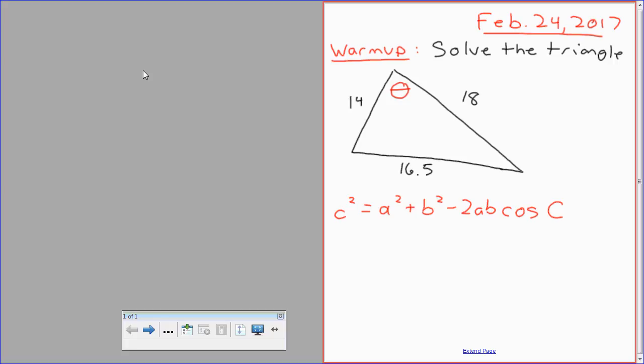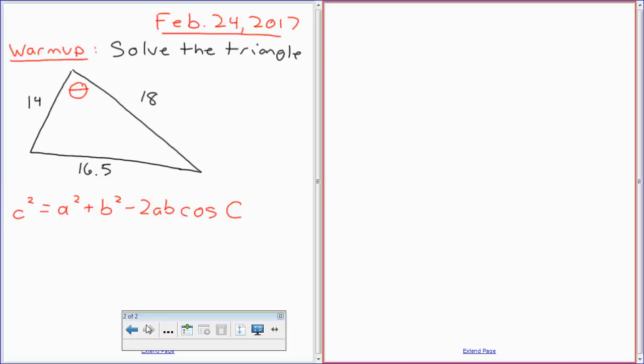If that's theta, what's little c going to be? This is really important here. Yeah, go ahead. 16.5. How'd you get 16.5? It's across from theta. Right on, okay? Little c is going to be your side, big C is going to be your angle, right? If you chose 18 because it's the biggest, you'd be solving for this angle, right? So I'll just sub that in here.